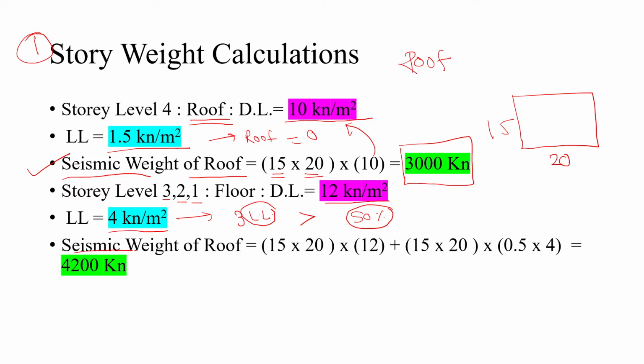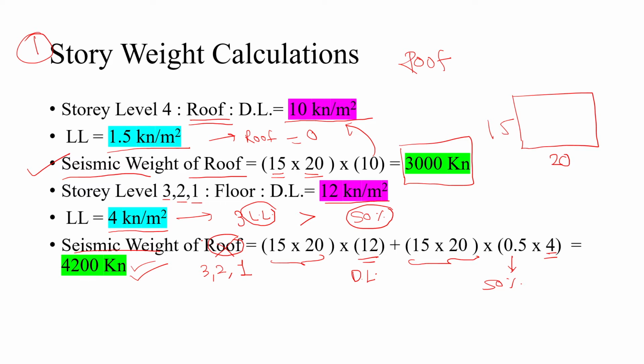So the seismic weight, not of the roof, but of story 3, story 2 and story 1: these are the plan dimensions, 15 meter by 20 meter. This is the dead load intensity, 12 kilonewton per meter square. This is again the plan dimensions. Here 0.5 means we have to consider 50% since the live load is greater than 3; our live load is 4. If you do this multiplication, you will get the seismic weight as 4200 kilonewton.